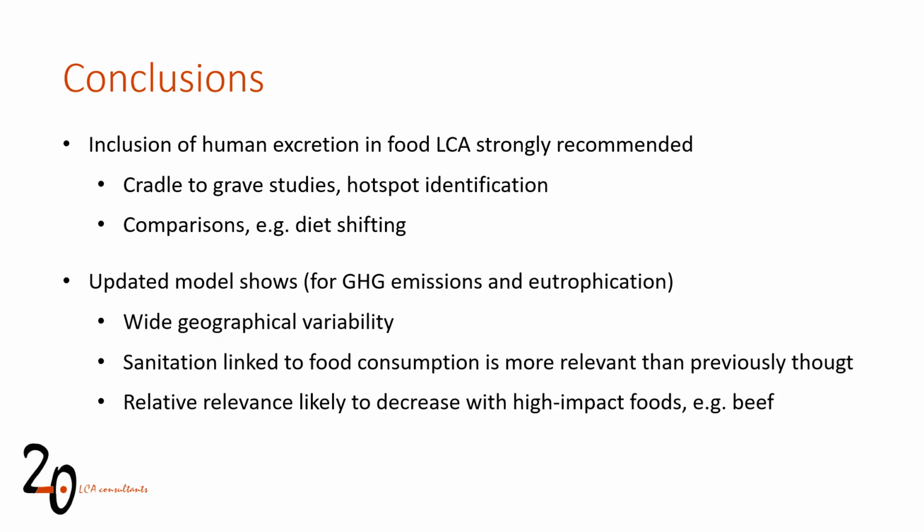And what we see with the updated model, at least for greenhouse gases and eutrophication, is that there's a wide geographical variability in terms of the impact of this end-of-life stage for food, and that sanitation linked to food consumption is more important than we previously thought. But with the example of cheese, we see also that this relative relevance of human excretion is likely to decrease when we are assessing high impact foods, and besides cheese we could think of examples like beef.